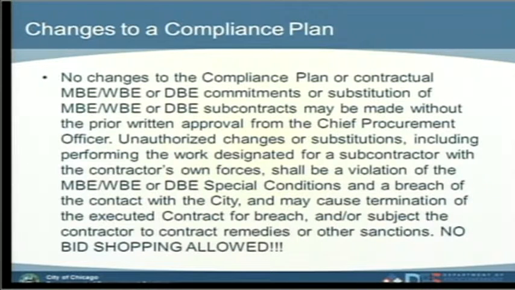Unauthorized changes or substitutions, including performing the work designated for a subcontractor with the contractor's own workforce, shall be a violation of the M, W, or DBE special conditions and a breach of the contract with the city, and might cause the termination of the executed contract for breach and/or subject the contractor to contract remedies or other sanctions.